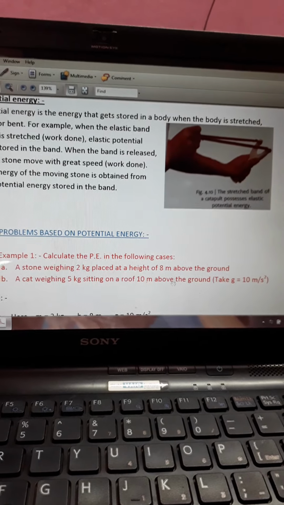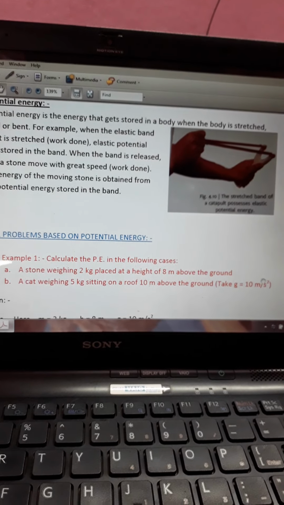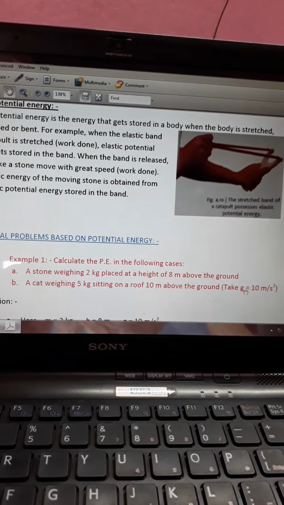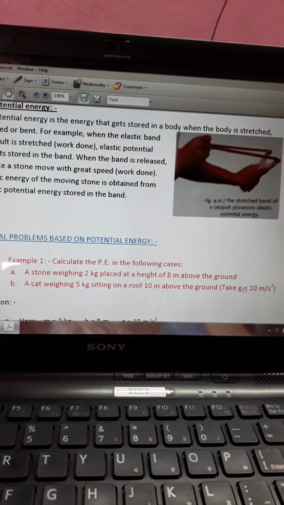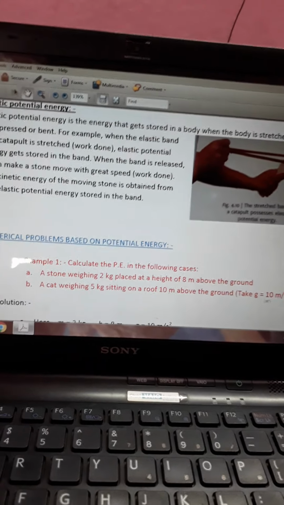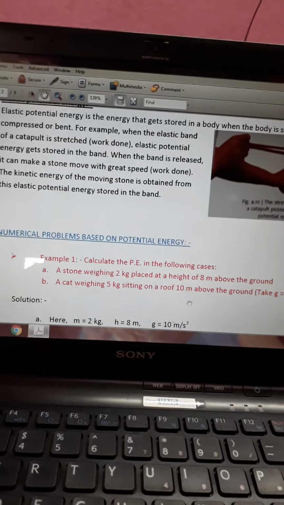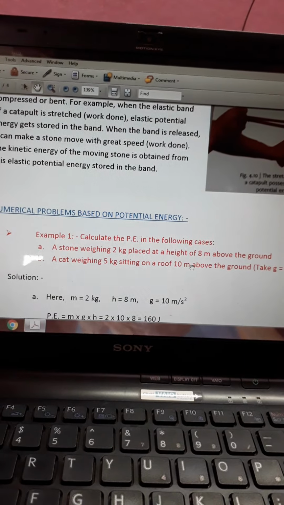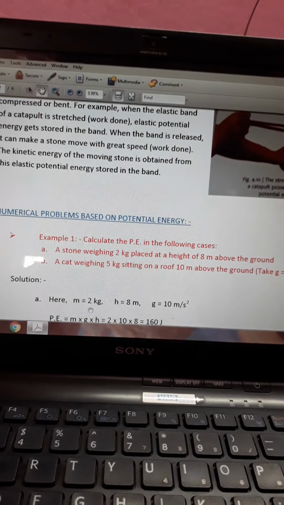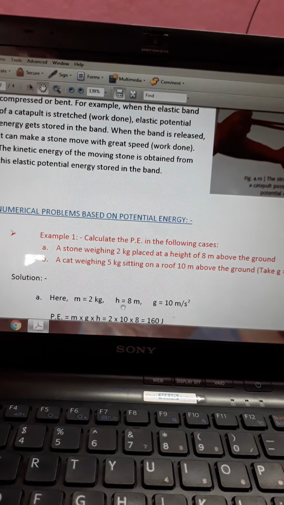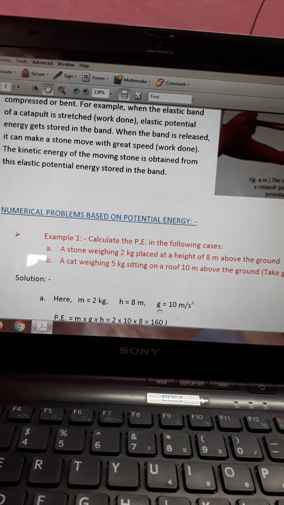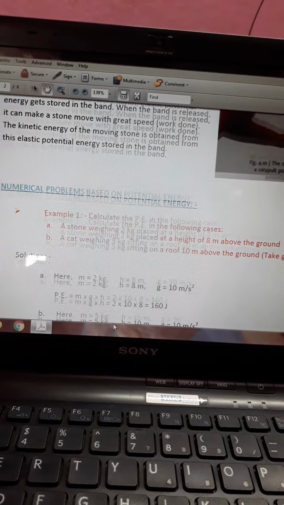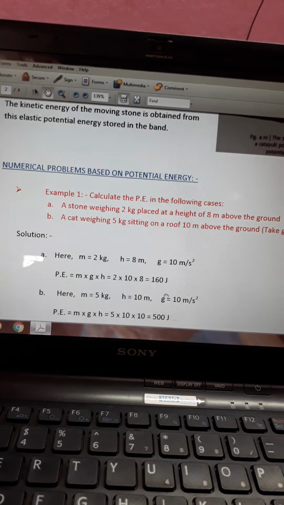So if the value of g is given in the question, it's okay. But if it is not given, that's why you have to memorize: the value of g is 9.8 meter per second square, or it is nearly equal to 10 meter per second square. So how to solve this problem? See, 2 kg mass is given and height is given. So mass m is equal to 2 kg, h is equal to 8 meter and g equals to 10 meter per second square. So we put these values in this expression, potential energy equals to mgh, and solve it, then you will get the result.